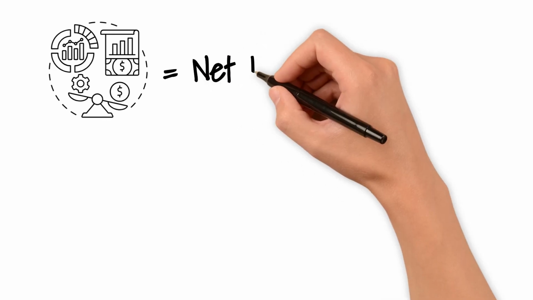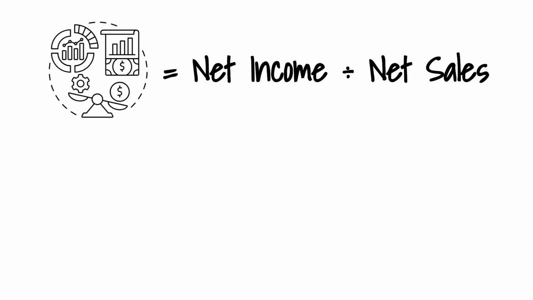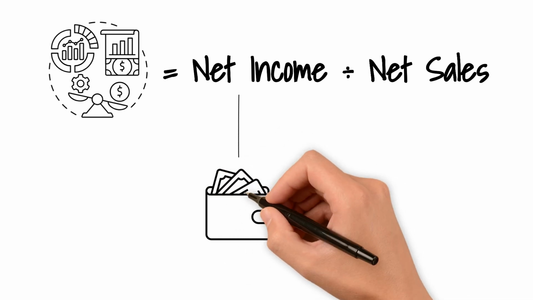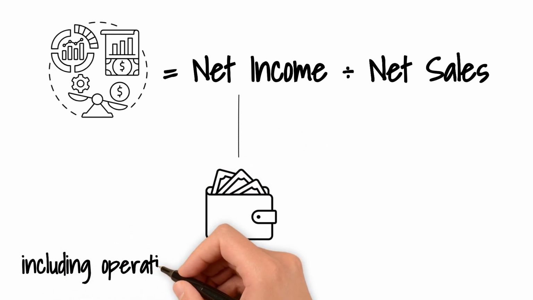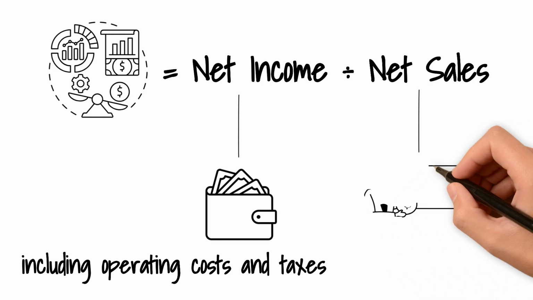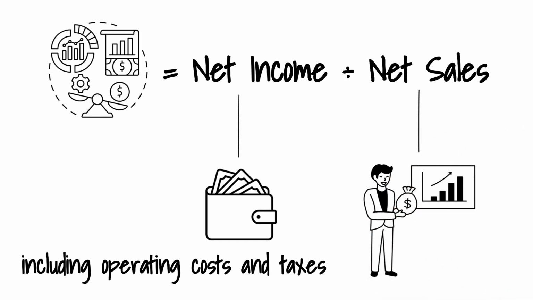Profit margin equals net income divided by net sales. Net income is what's left after subtracting all expenses, including operating costs and taxes, from total revenue. Net sales are total sales after returns or refunds.